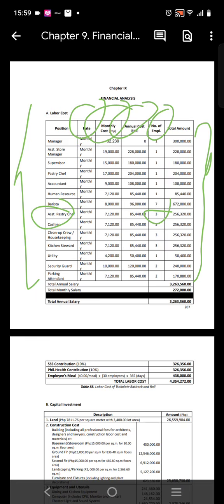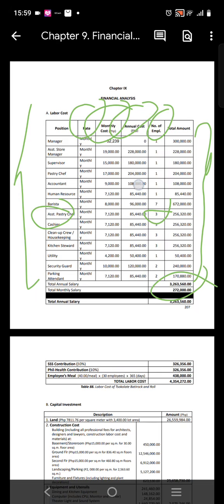So, meaning to say, 7,120 times 3 will be its total monthly salary. And then you will just have the computation or the summation of all those monthly salaries.